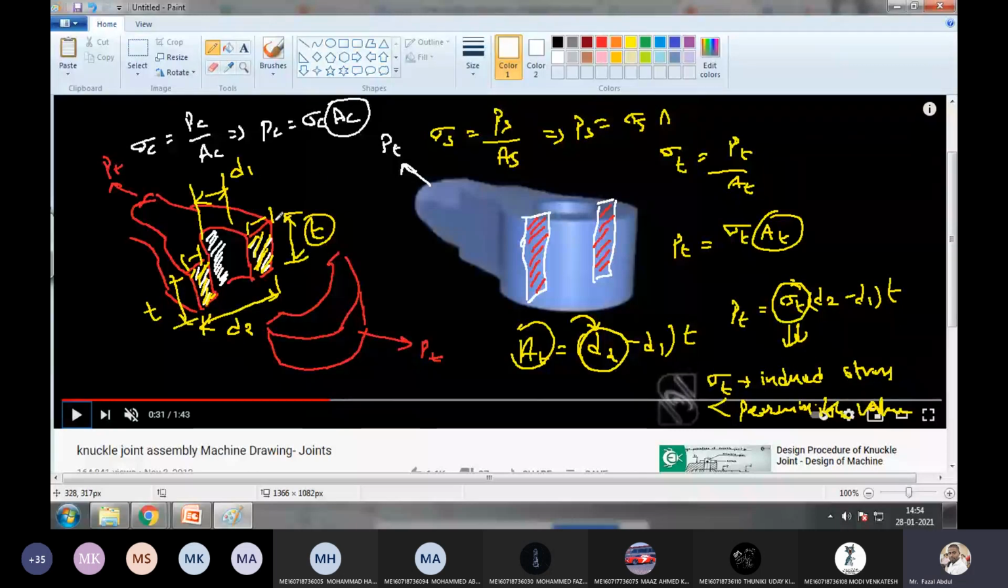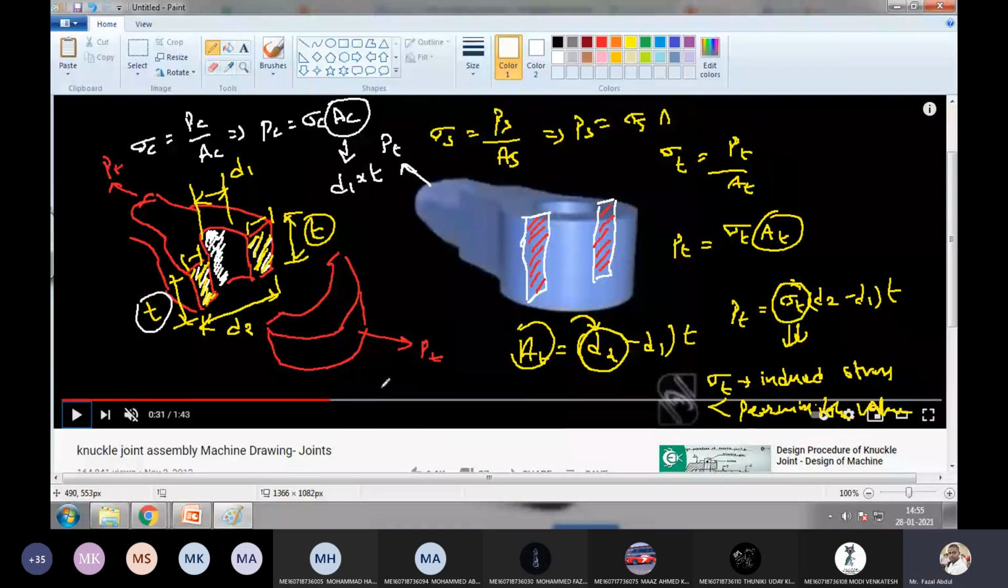The area is this one, Babu. This area, D1 into thickness. So the equation becomes PC equal sigma C into D1 into T. With this equation, sigma C is going to be verified. This is the induced stress. Stress should be less than permissible stress.